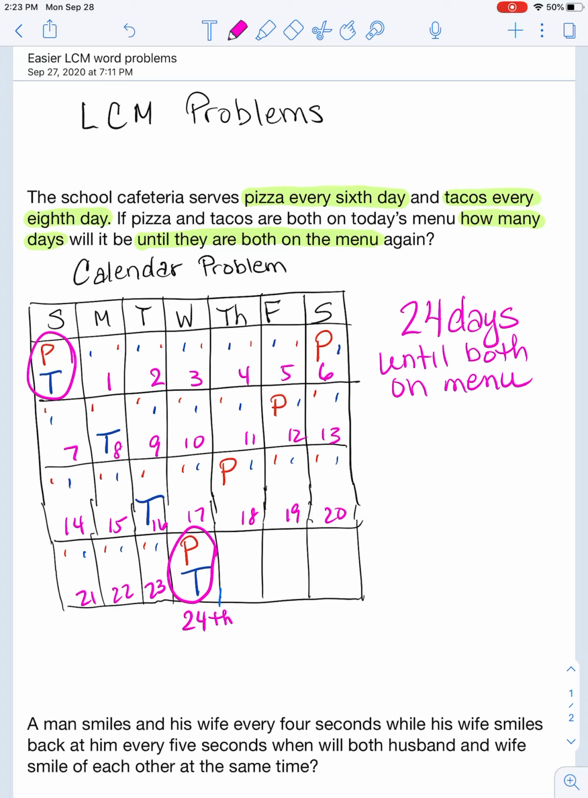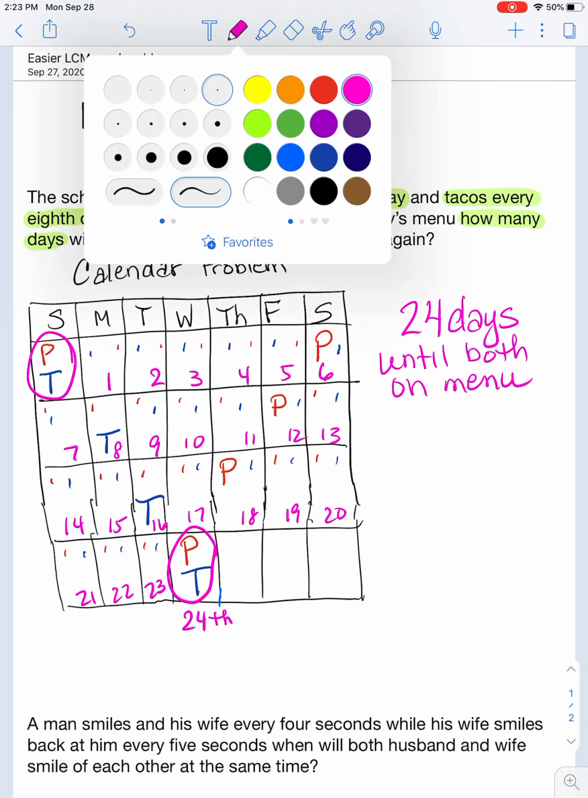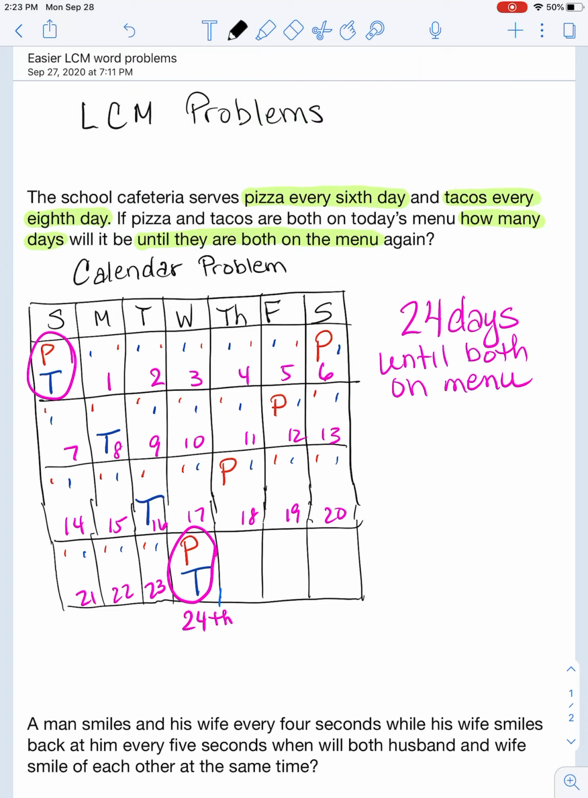Now that's a great way to see what's going on in this problem, but unfortunately, it really takes a long time. And so we are going to try and think about least common multiples. Pizza is every 6th day, so I'm going to put 6 for pizza. And for tacos, I'm going to put 8 because it's every 8th day. Now look what happens. I'm going to list all the multiples of 6, and all the multiples of 8.